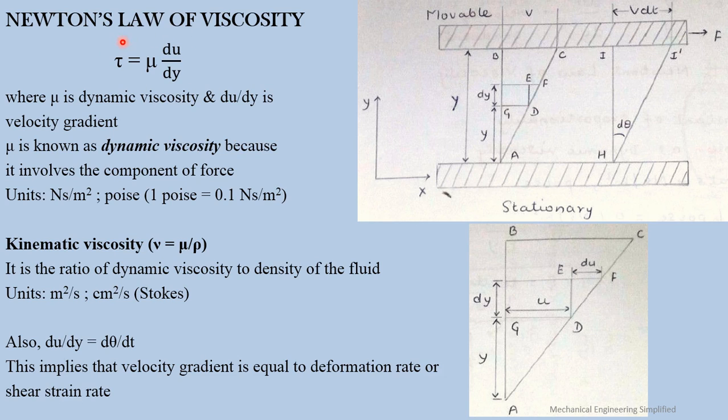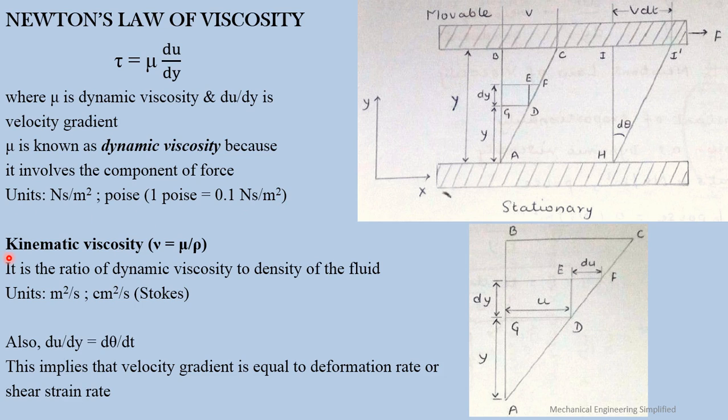the final relation we arrive at is tau is equal to mu into du by dy, where mu is the dynamic viscosity and du by dy is the velocity gradient. And mu is known as dynamic viscosity because it involves the component of force. That can be seen from its unit. Its unit is Newton second per meter square, so there is Newton, which shows it is a component of force. Another unit is poise, which is a smaller unit. 1 poise is equal to 0.1 Newton second per meter square.